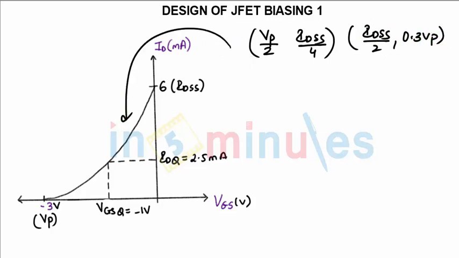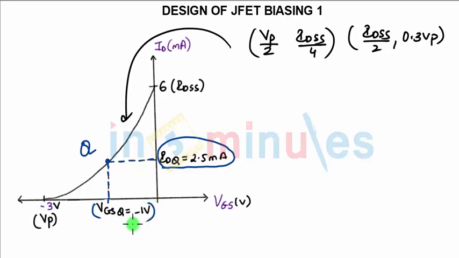Once the transfer characteristics is plotted, IDQ in the question is given as 2.5 milliampere. So what we can do, we can draw a horizontal line parallel to the x-axis. Wherever it intersects the transfer characteristics, that is your Q point. So the corresponding x-axis point is your VGSQ. This is how we find VGSQ.